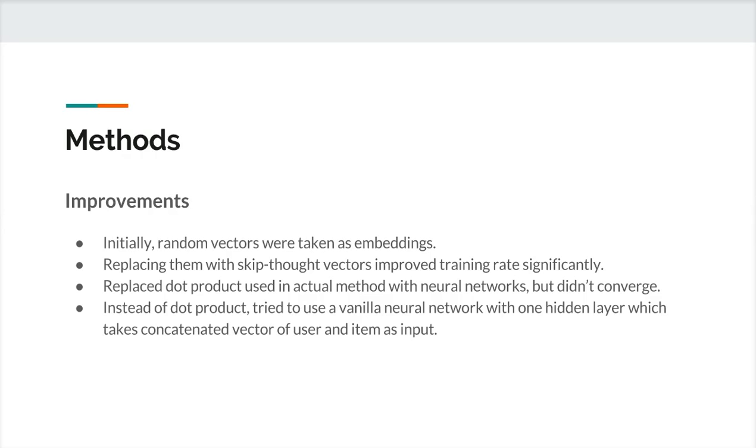Some of the improvements that we made to the existing work are: initially we initialized the embeddings as random vectors, but then we replaced this with skip-thought vectors, which improved the training rate significantly. We also replaced the dot product used in the actual method with neural networks, but it didn't converge. Instead of the dot product, we tried to use a vanilla neural network with one hidden layer, which takes the concatenated vector of user and item as input.